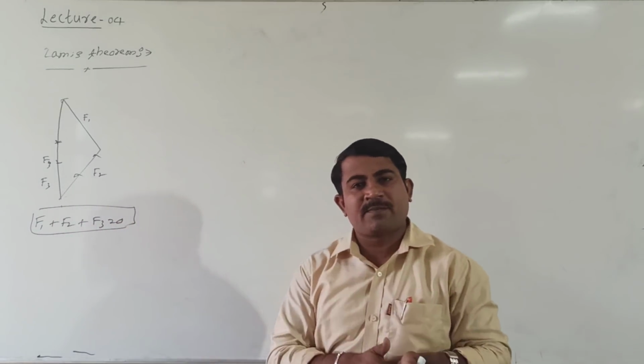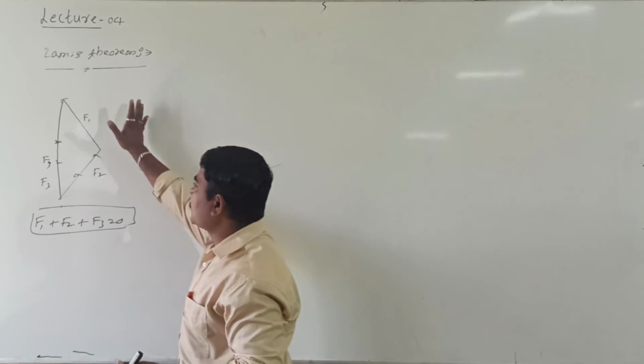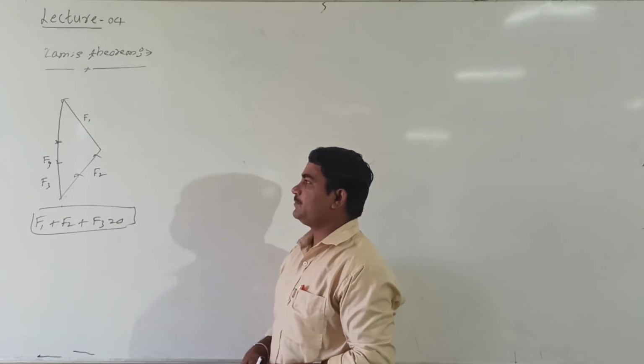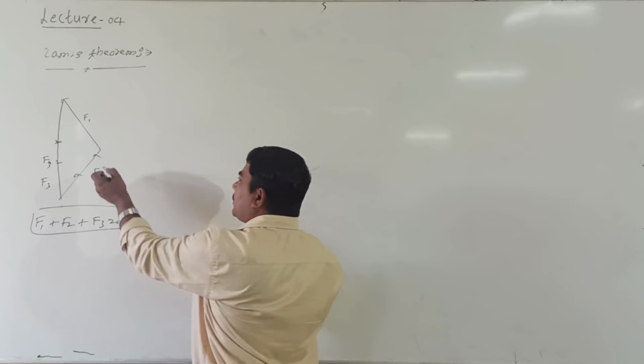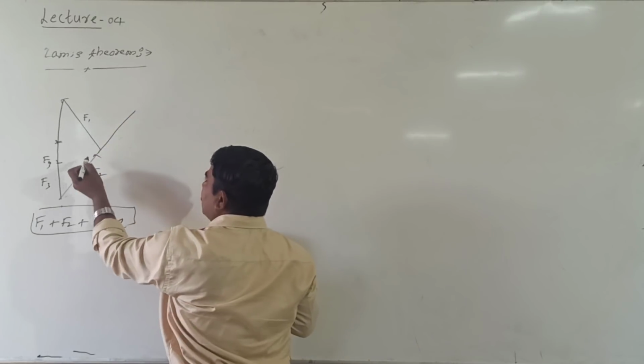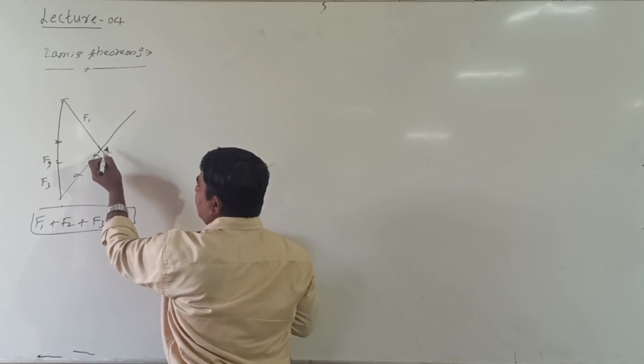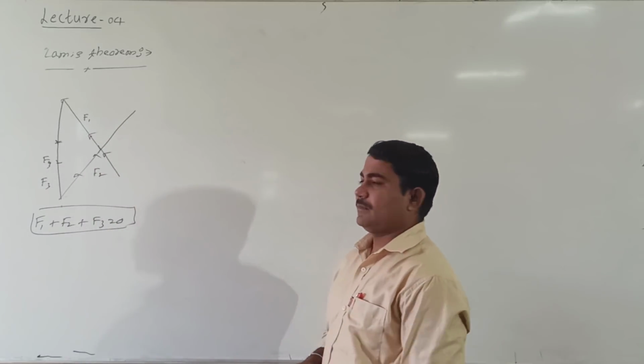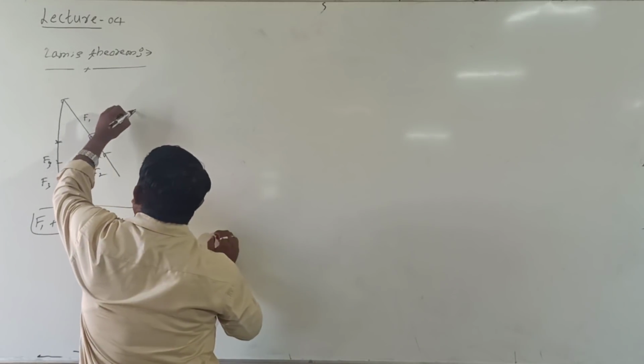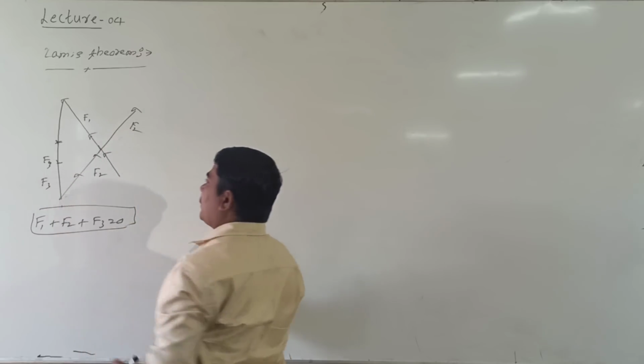If 3 vectors are in the same order, the sum is 0. Then these forces are said to be in equilibrium condition. How to call it actually? This F2 may be going in this direction. F1 started from here. Actually, this is the direction of F2.